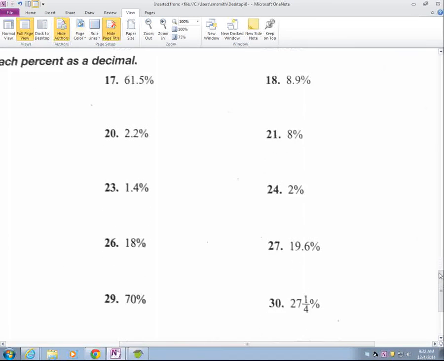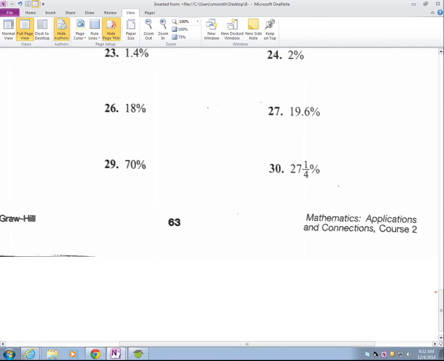All right. Next one we will do, let's do number 30. So we have 27 and a quarter. What's the decimal of a quarter? 0.25.